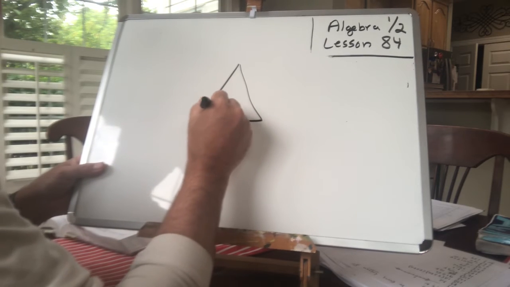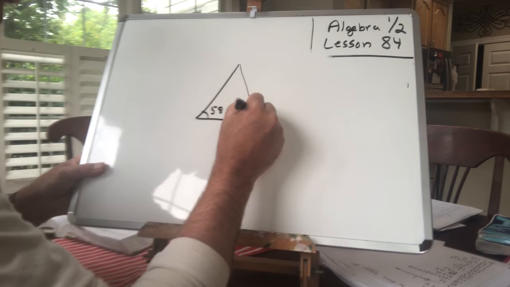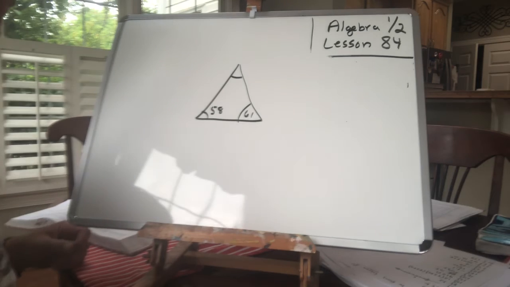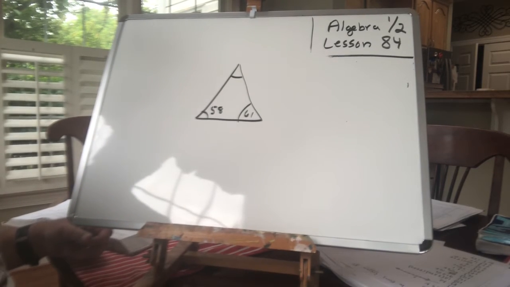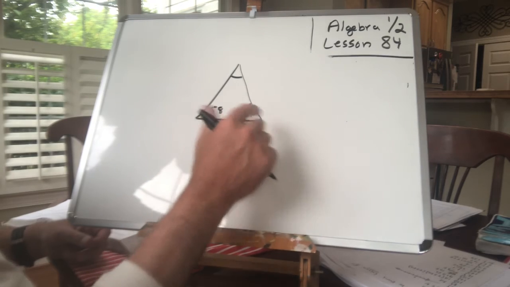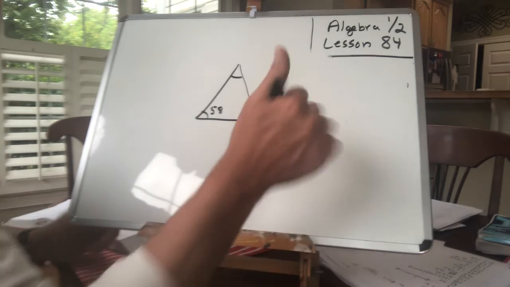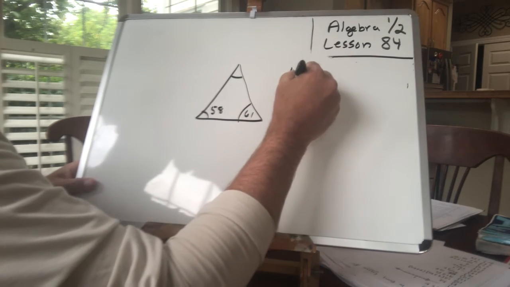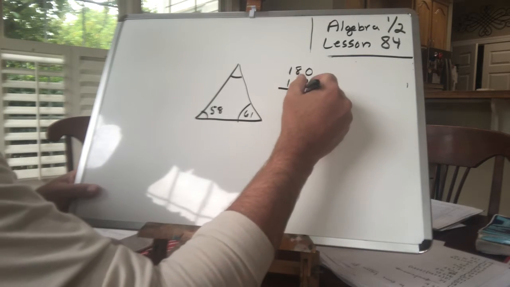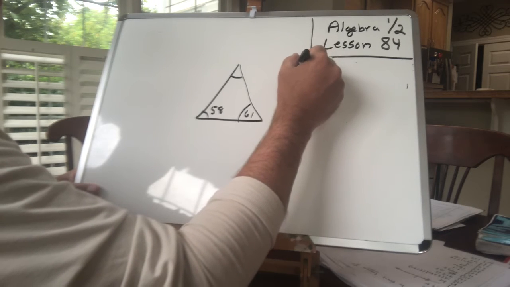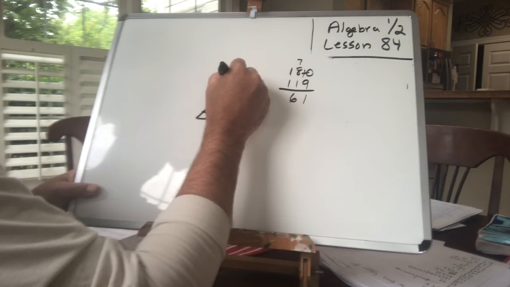This one is 58. This one is 61. They do not give you that one right there. And they say, which sides of the triangle are the same length? Okay, well, 58 plus 61 would be 119. Yes, 119. You subtract 119 from 180, and that will give you 61. That means this one is 61.